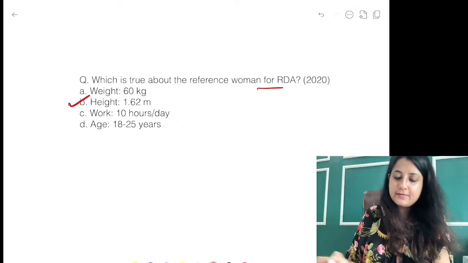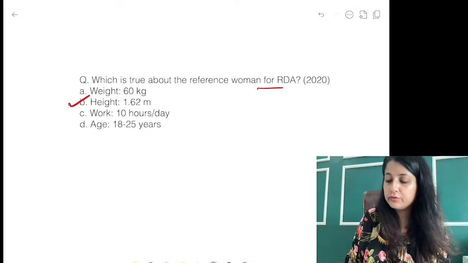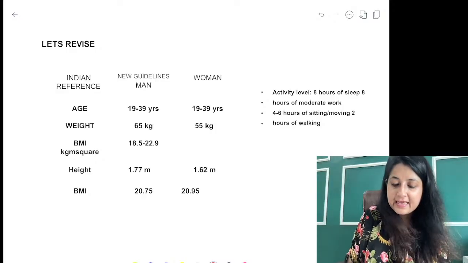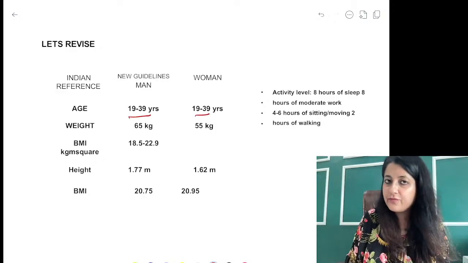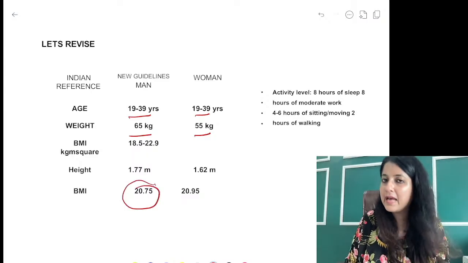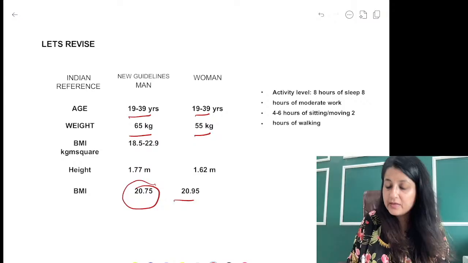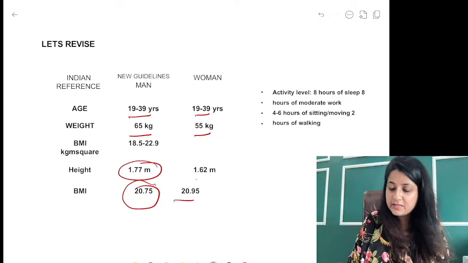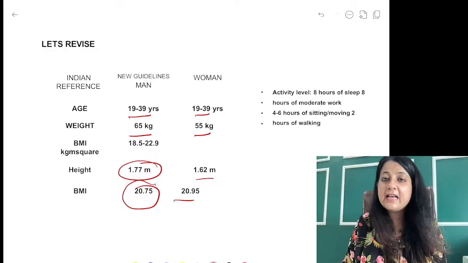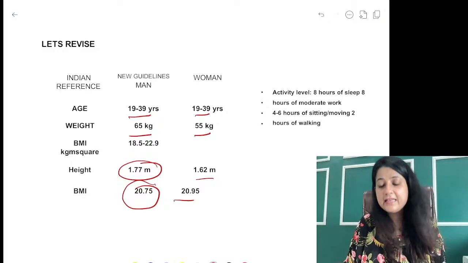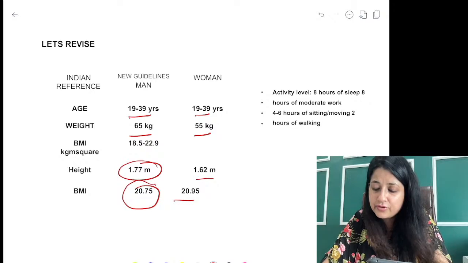Yeah, height is 1.62 meters. So just go through this criteria of reference man and woman, guys. Age is 19 to 39 for both. Weight is 65 kg for man, woman is 55 kg. BMI separately, for man of course 20.75, woman 20.95. Height of course is more for man, 1.77 meters, and 1.62 meters. 8 hours of sleep, 8 hours of moderate work, 4 to 6 hours of sitting and moving. Okay, so that you should remember.